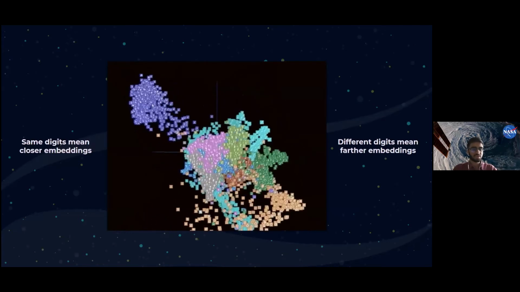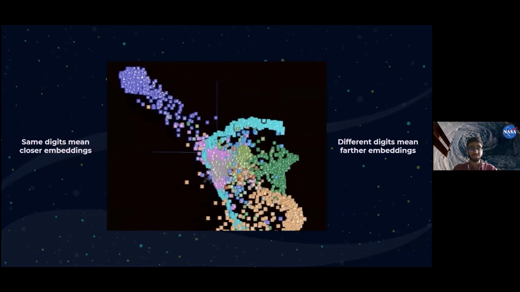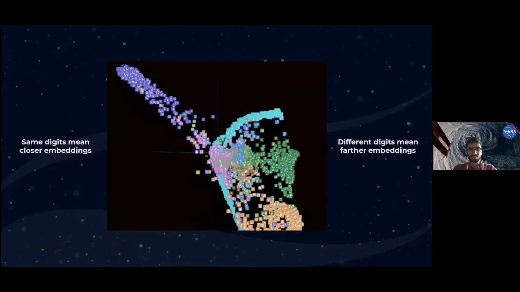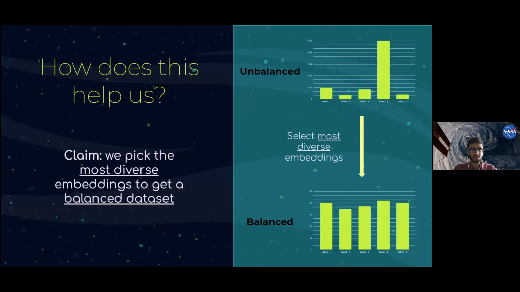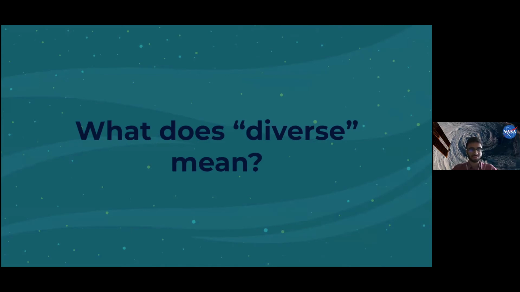So remember that our goal is to balance data using embeddings instead of labels. So how will this property help us out? Well, we claim that if we have an unbalanced dataset, we can choose the most diverse embeddings, and as a result, we'll get a more balanced dataset. But what exactly do we mean by the most diverse?